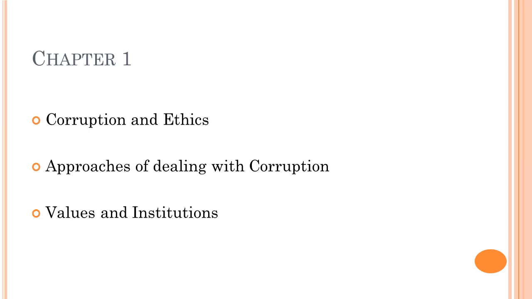Now we move on to chapter 1, right? And what are the things which are there in chapter 1? Now here we'll try to understand the relationship between corruption and ethics. What are the approaches of dealing with corruption, and what are values and institutions, and what separates values and institutions. There were different philosophers like Kautilya. So whether Kautilya focused on values or whether he focused on institutions, we'll talk about all these things.